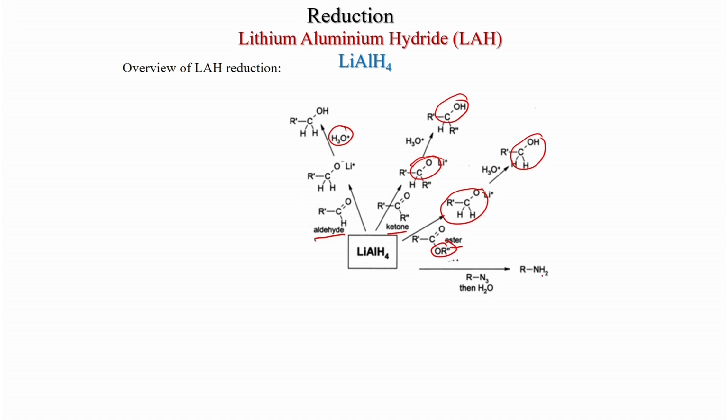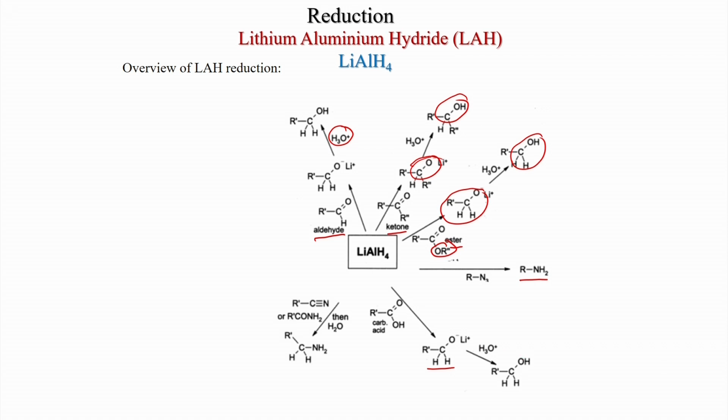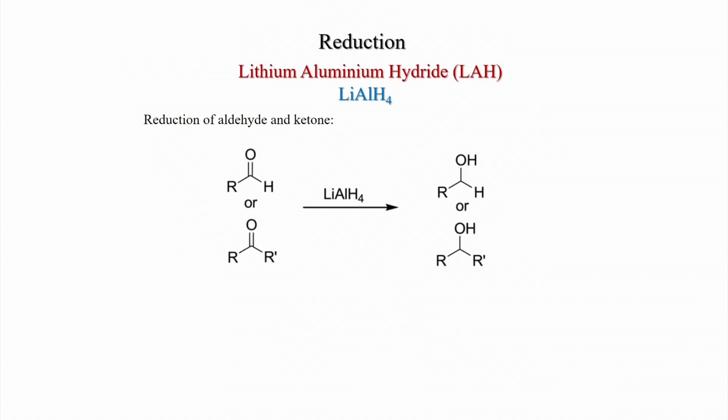If you have an azide, then you get the amine. If you have a carboxylic acid also, this OH group will eliminate, you get an alkoxide, which is treated with a protic source, and you get the alcohol. Also, nitrile can be reduced to amide, and even amide goes to amine. Epoxide can be cleaved to alcohol; generally it attacks the less hindered face, and you get an alcohol at the secondary carbon.